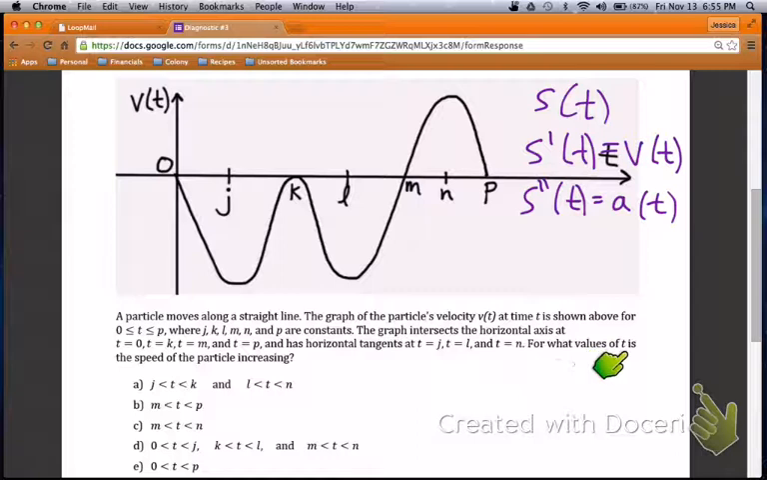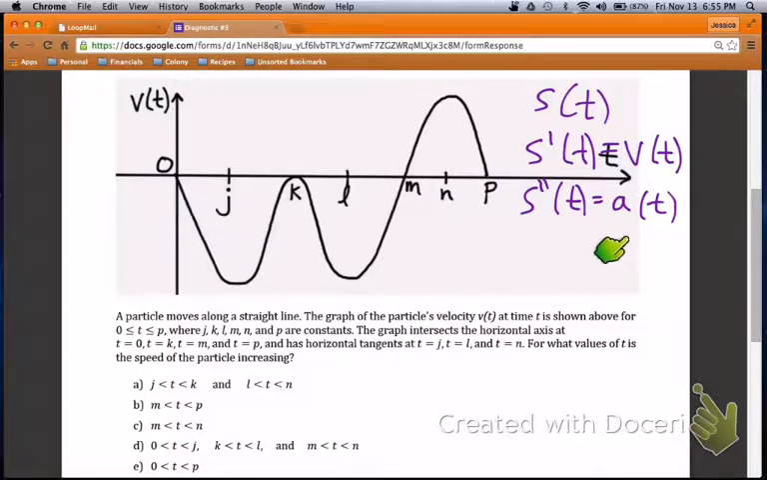It says, for what values of t is the speed of the particle increasing? Remember that in order for the speed to be increasing, the velocity and acceleration both need to be the same sign. So they both need to be positive or both need to be negative. Looking at our graph, if this is velocity, velocity is positive when it's above the x-axis, and negative when it's below the x-axis. So I can visually see when it's positive and when it's negative.